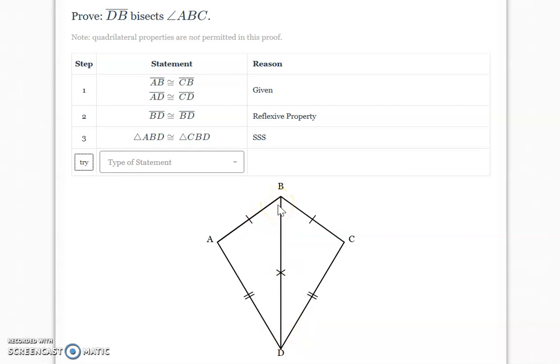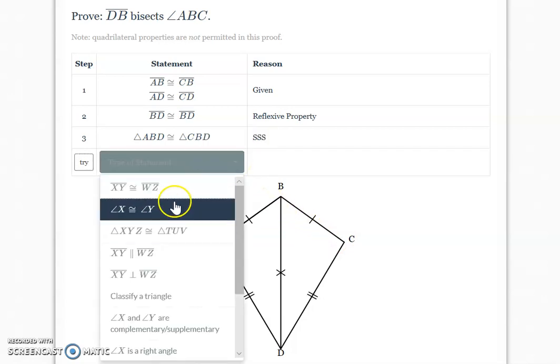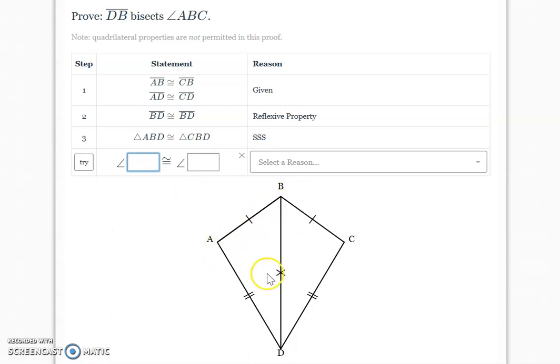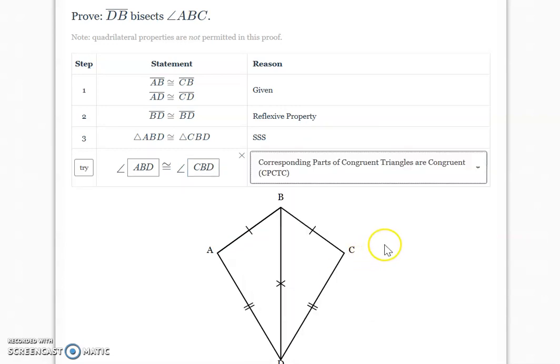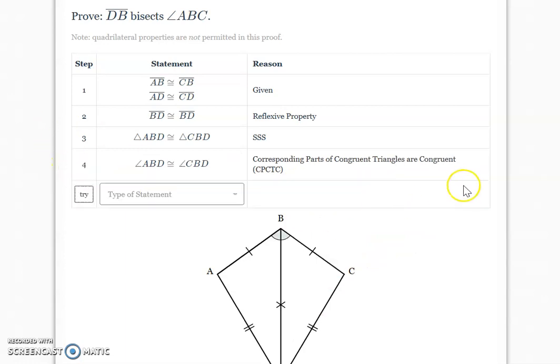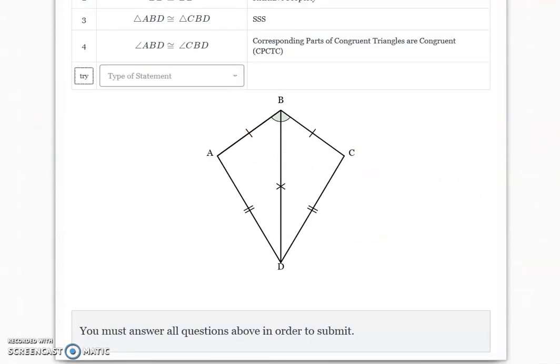But the one that we're trying to prove is that ABC is cut in half. So I'm going to look for congruent angles. There we go. So I'm going to call this angle up here ABD. So ABD is this angle right here. And I want to show that it is congruent to this one, which would be CBD. And the reason that's true is because corresponding parts of congruent triangles are congruent. So now we know that those two angles are congruent.